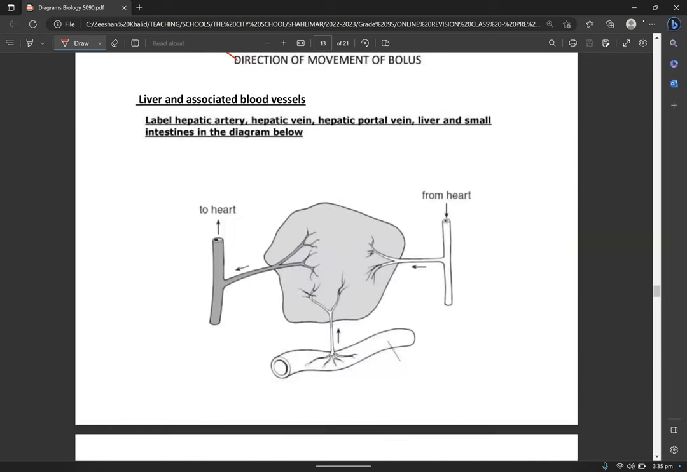Chalo ji, ab ye liver aur associated blood vessels hain, ye beech mein jo aapko nazar aa raha hai, ye liver hai. Liver humne label kar diya. Acha, phir uske baad, we are to label hepatic artery, hepatic vein and hepatic portal vein. Ye dekhe, usne sari cheeze kehni hai, hepatic artery, hepatic vein, hepatic portal vein, liver and small intestine. So we have to label 5 things. Liver humne label kar diya.